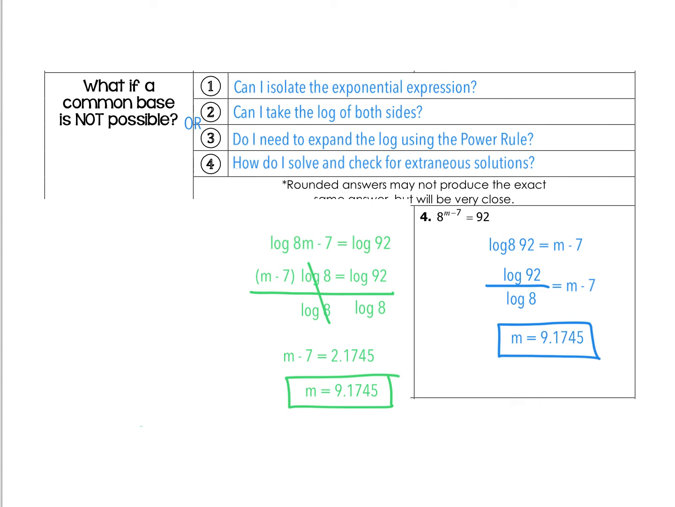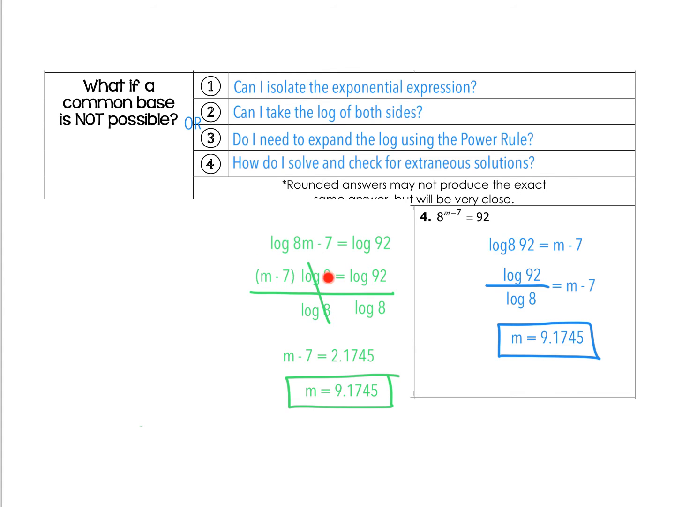Alright, so hopefully you were able to solve whichever method you chose and ended up with m equals 9.1745. So if you got that, you can go ahead and move on to the next example. If you didn't, I will walk through how I got the steps here. So if you chose this method, once I took the log of both sides, I brought my exponent out in front using the power rule. So that value m minus 7, that's why I put it in parentheses, because it represents one exponent coming out front, times the log of 8 equals the log of 92, because I took the log of both sides.